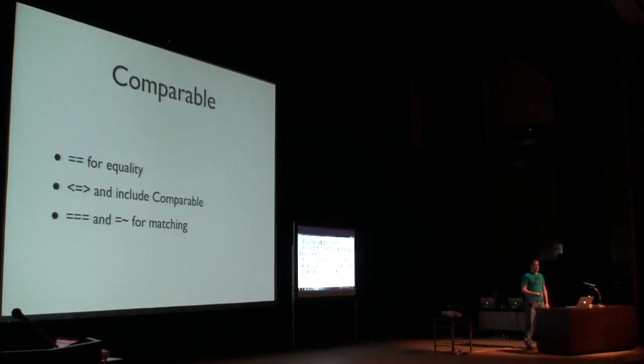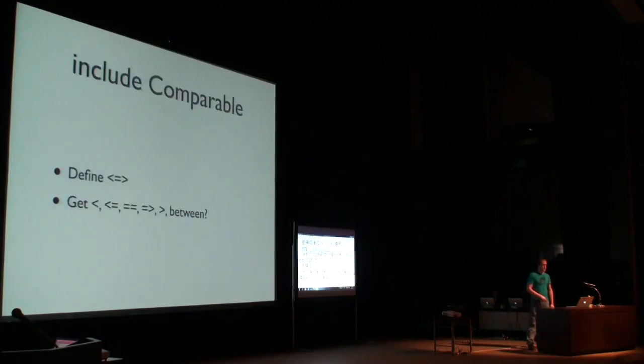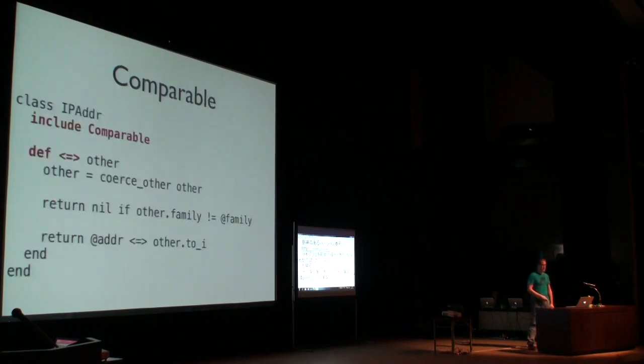Make sure your objects are properly comparable. So define double equals to make equality work right. If your objects are ordered, then you should define spaceship and include Comparable. And if you can use your objects to match with other objects, you should define the triple equals method and equals tilde in order to do the matching. For Comparable, you define the spaceship method and you get all of these comparison methods out of it. So here's an example out of Ruby in the IPAddr class.